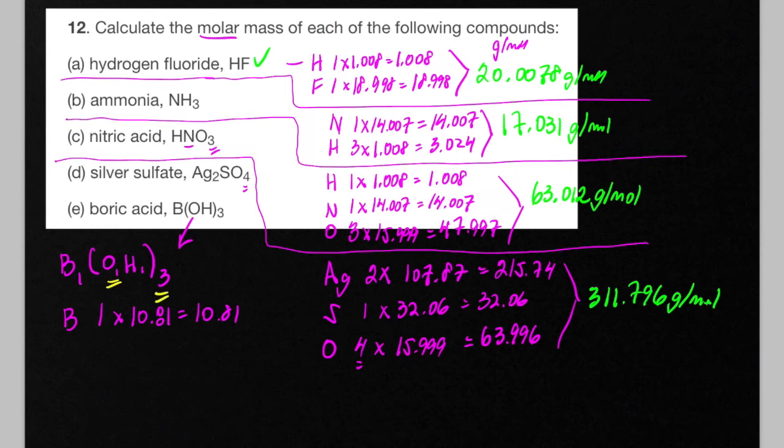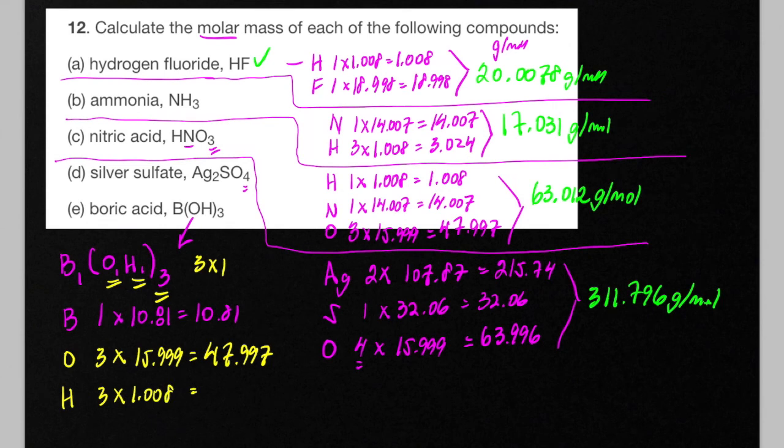Now, oxygen is inside the parentheses, and we have a 3 outside the parentheses. So that's like taking 1 times 3. So there's 3 oxygens in this formula, and 15.999 is the usual atomic mass of oxygen. Gives us 47.997. Now hydrogen is also within the parentheses, so that's also like 3 hydrogens. So there are 3 times 1.008, and that's 3.024. And again, we want to add up all of these guys here.